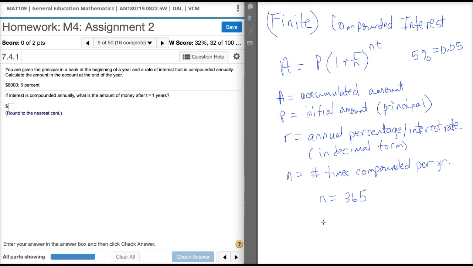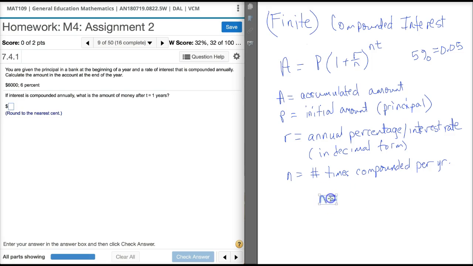Of course, we could go higher than that if we want, but in most applications, we don't do anything more than finite compounded interest daily. You can do hourly, you can do every second if you want, but really the highest that we get to is daily.